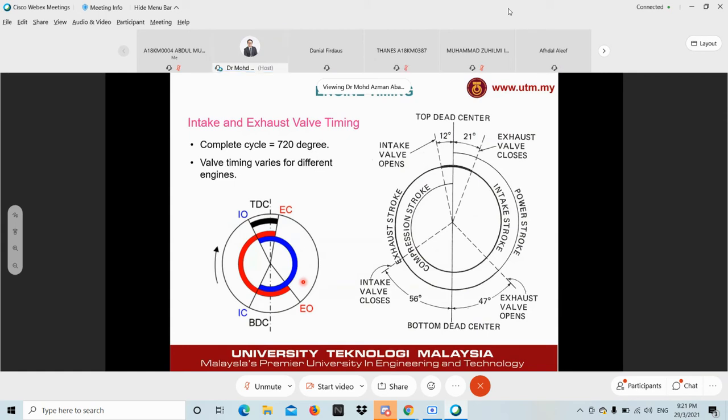Datuk, I have a question, sorry. Yes, okay. Why do the exhaust valve and intake valve overlap, when one is opening? Let's say where the intake valve opens, why at that point does the exhaust valve not close?